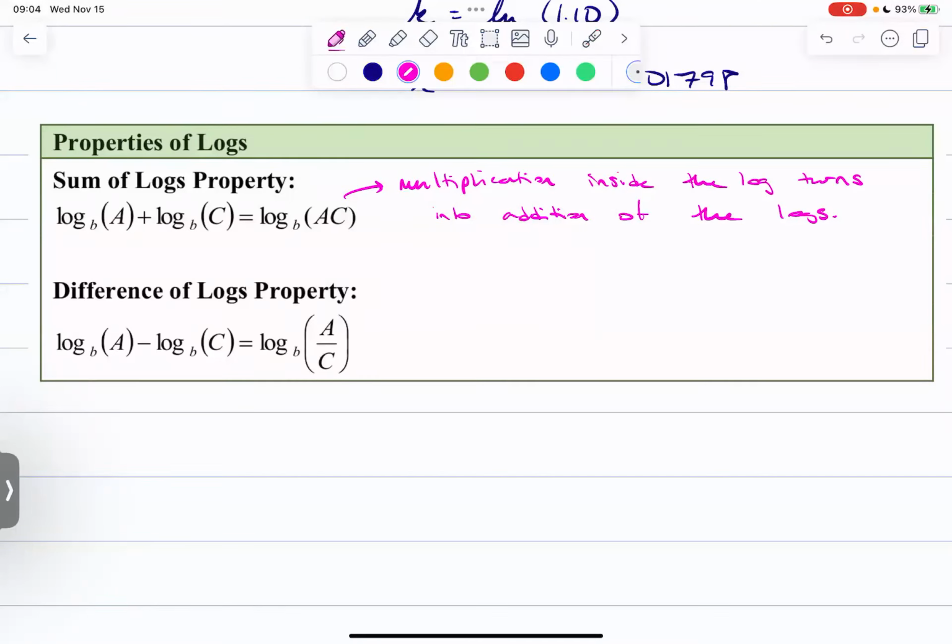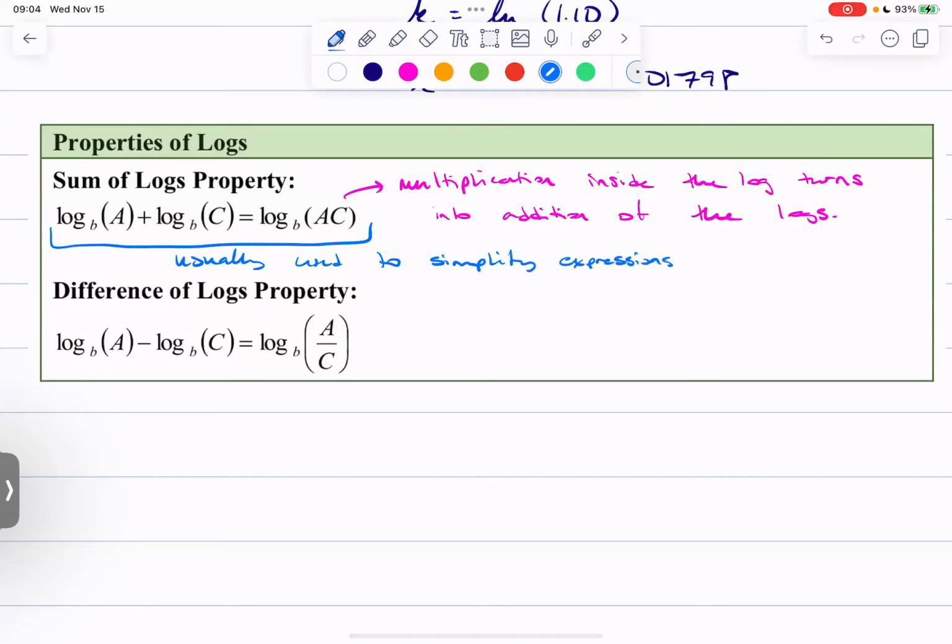So usually we use this, usually used to simplify expressions. We're going to move back and forth, but in general, we're just going to use it to simplify things, right? Simplify our expressions.